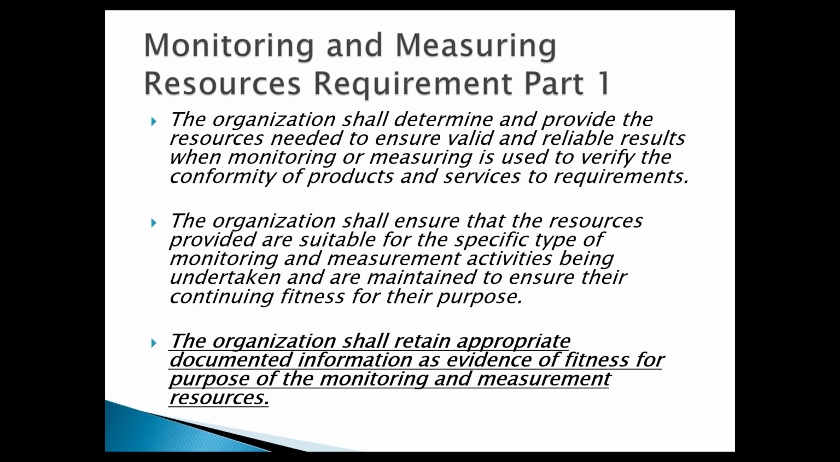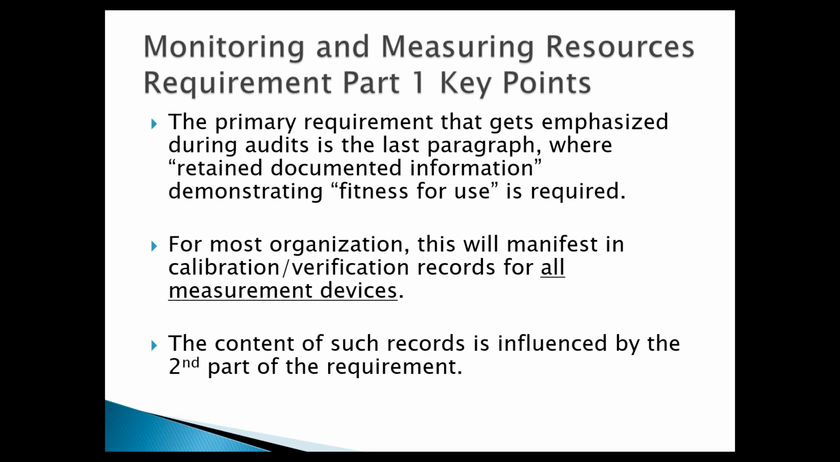Now, in part 1, there are some very broad statements about selecting the gauges that you need, making sure that they're appropriate for what you're using them for. But then we have this last statement, and here is the key bit in part 1. You will retain appropriate documented information of fitness for use for purpose of the monitoring and measurement resources. So what does that mean? Retaining documented information for fitness for use. Well, for most organizations, that is going to be the calibration or verification records for all measurement devices. Now, in terms of what the content of those records is going to be, for that we turn to the second part of the requirement. So let's jump right to that.